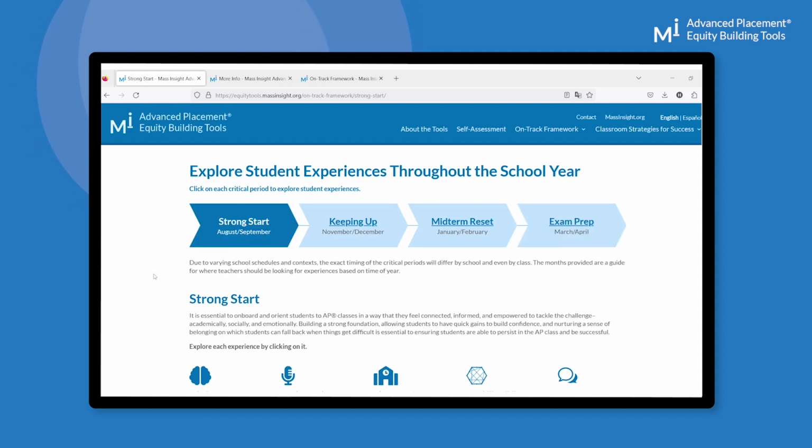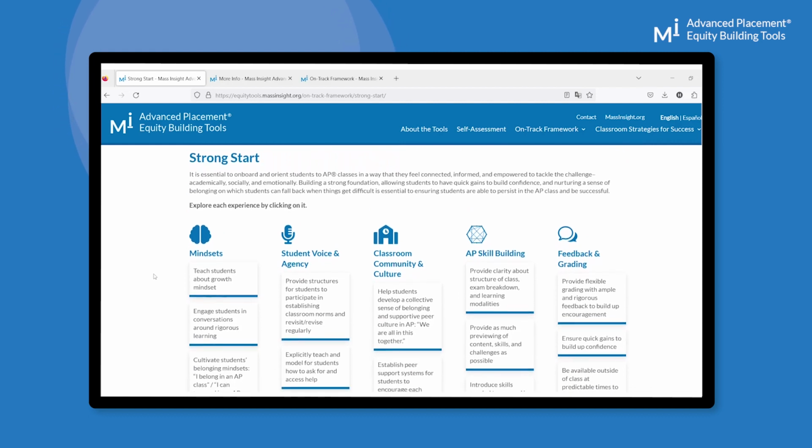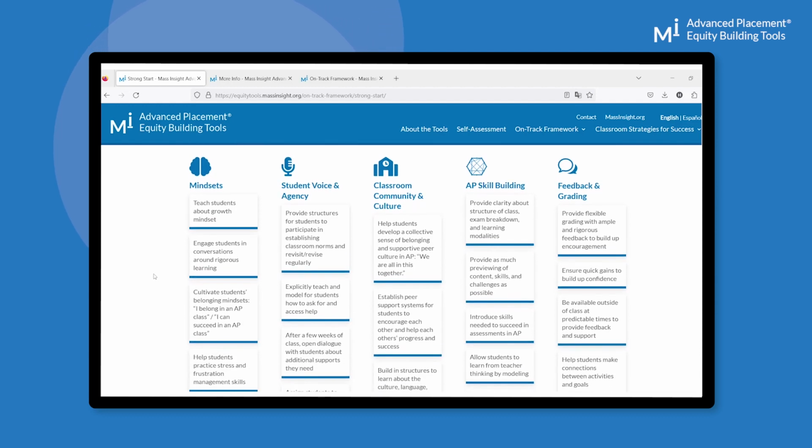The experiences in the OnTrack framework are organized into 5 different domains for each critical period: mindsets, student voice and agency, classroom community and culture, AP skill building, and feedback and grading. For each of these 5 domains across all critical periods, we list a series of experiences you can provide to significantly increase opportunities for success for your students.